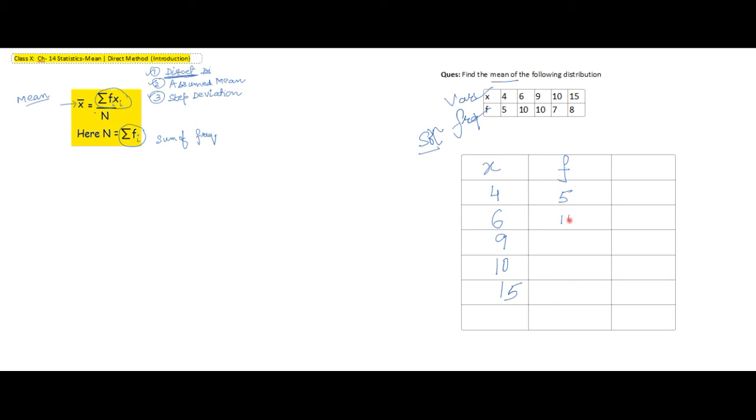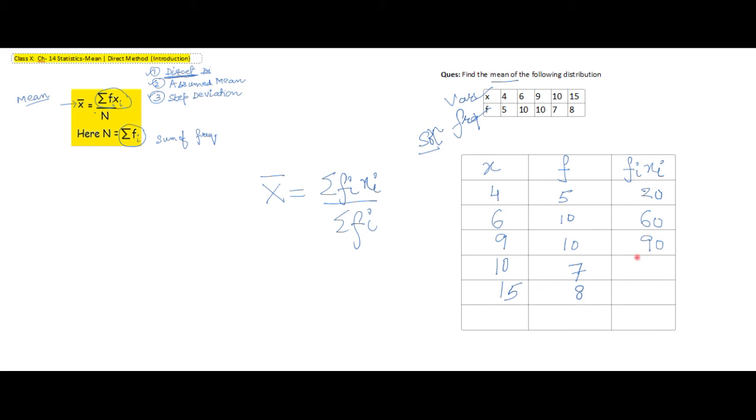Now, what is the formula of mean? Mean is equal to sigma fi xi upon sigma fi. So for fi xi, in my third column I will make the column fi into xi, which means I am going to multiply these values individually. For the first value, I multiply 4 and 5, which comes out to be 20. Next, 6 into 10 is 60, 9 into 10 is 90, 10 into 7 is 70, and 15 into 8 is 120. So my half table is complete.